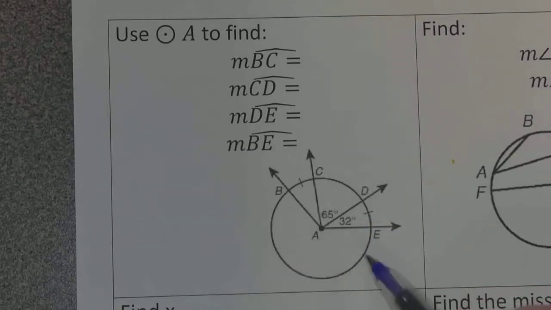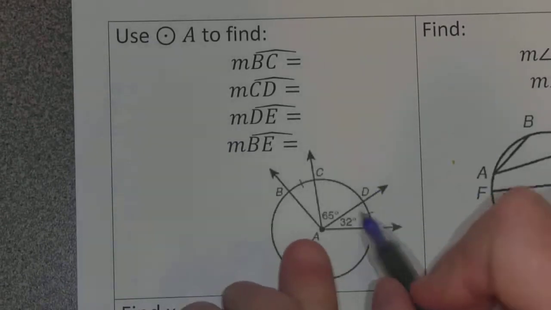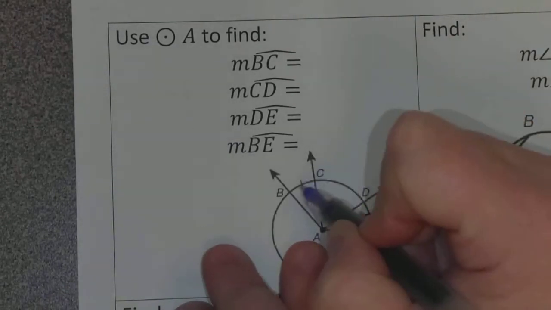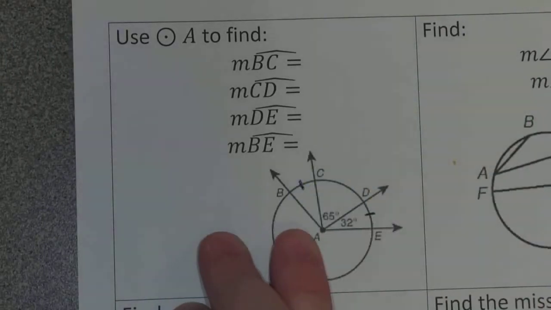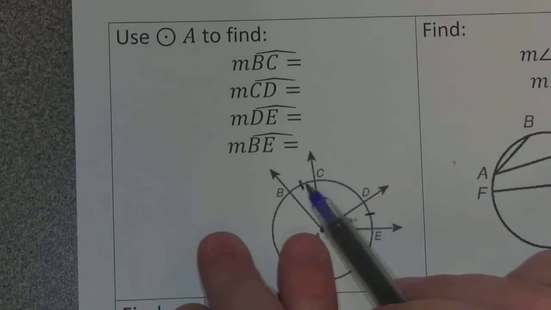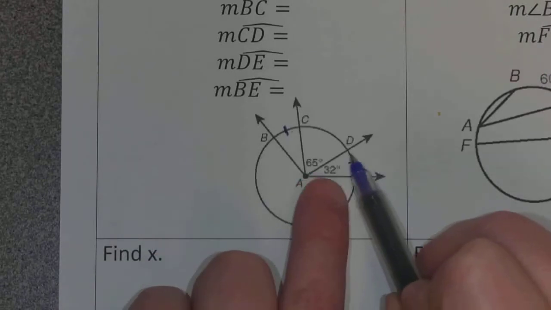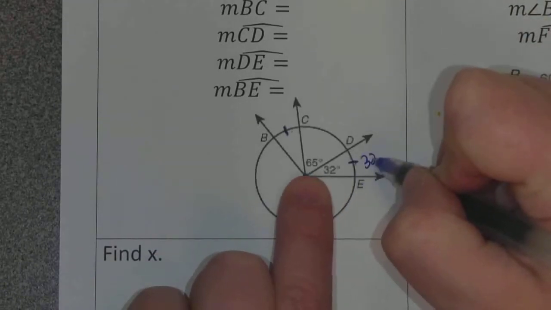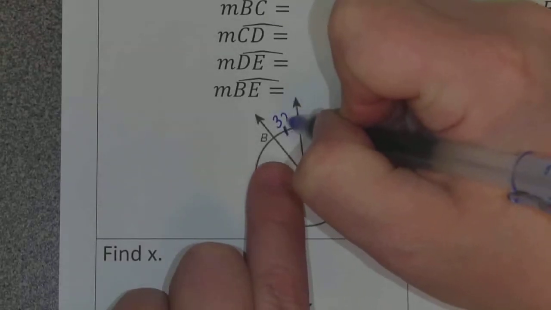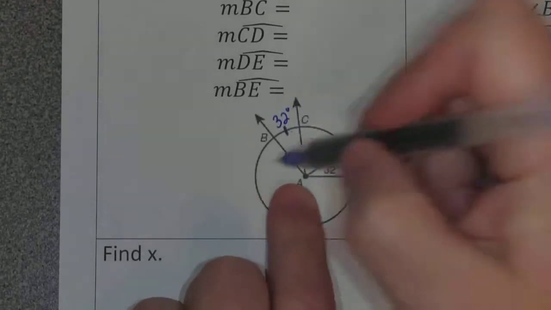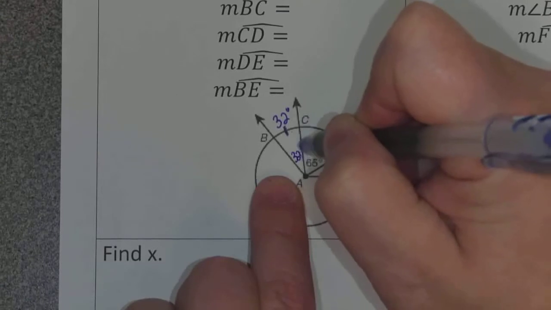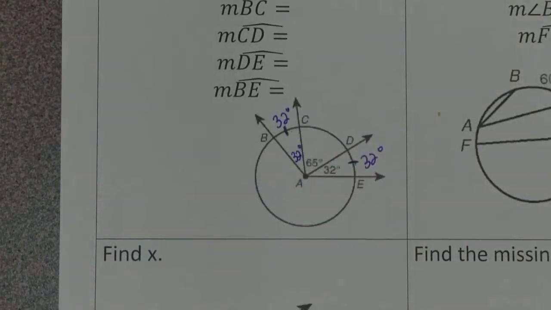So first of all, do you guys see these little marks right here that mean the same? I know that this arc and this arc measure the same. Do I know the measure of this arc right here? 32. So guess what this arc's going to measure? 32. It also means that this angle is going to measure 32 because the angle and the arc measure the same when we have central angles.